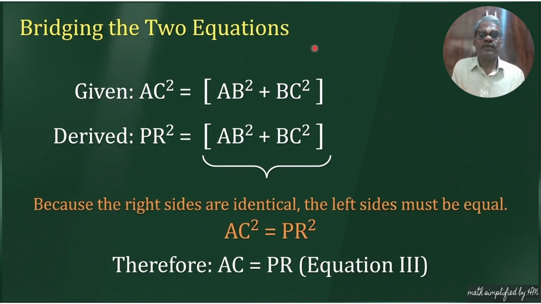Now bridging the two equations, given AC square is equal to AB square plus BC square, and we have derived PR square is equal to AB square plus BC square. Now, because the right sides are identical, the left sides must be equal. Therefore, AC square is equal to PR square. Taking square root of this equation, we get AC is equal to PR. Name this as equation 3.